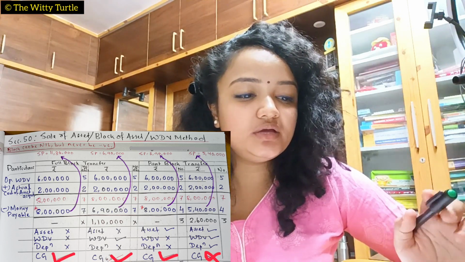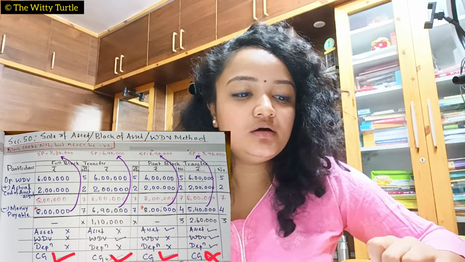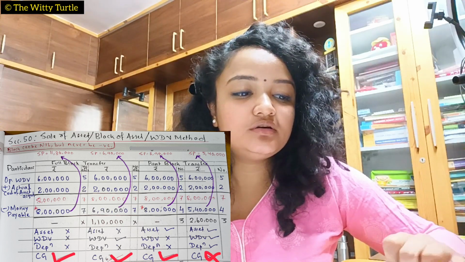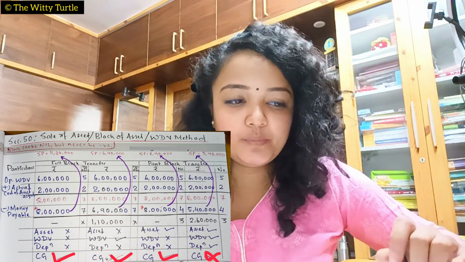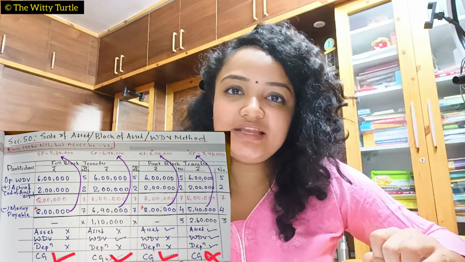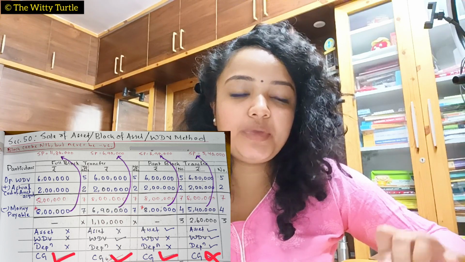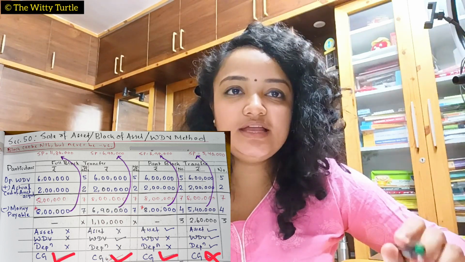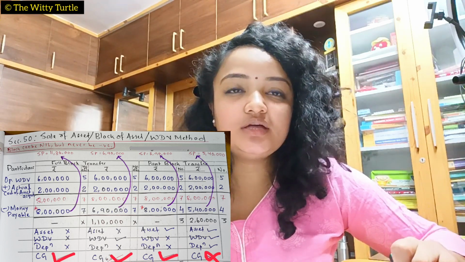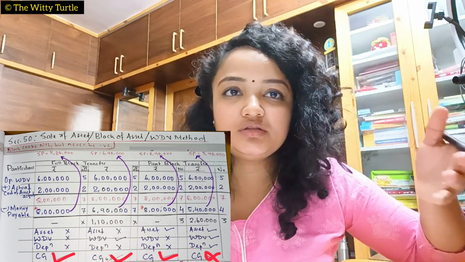So what is happening here? In this case, the value of the block is 8 lakhs, but the selling price is 11 lakhs and 30,000. So in this case, what happens? The money payable, or you can say the sale proceed, will be restricted up to the amount of the value of the block.